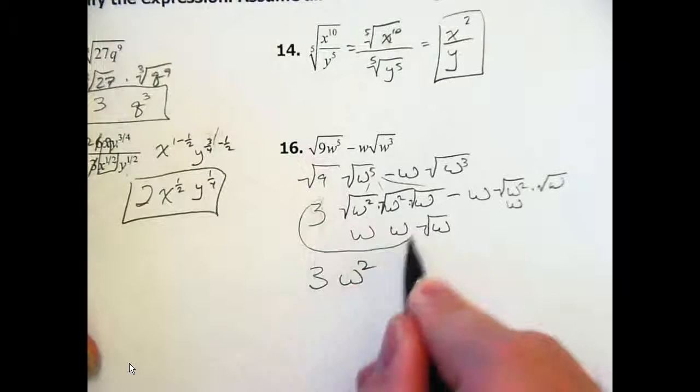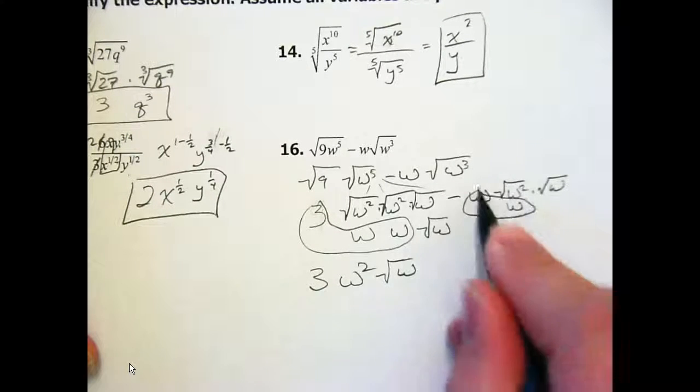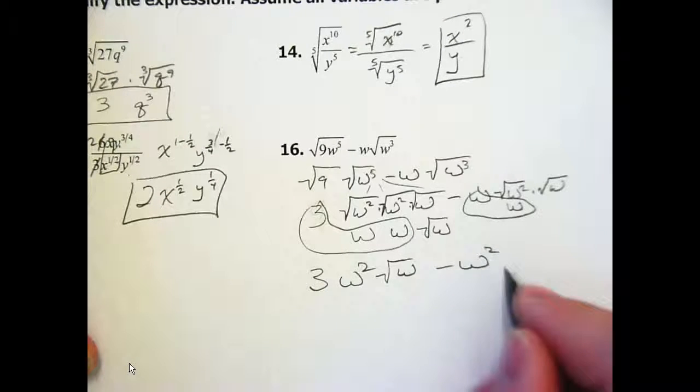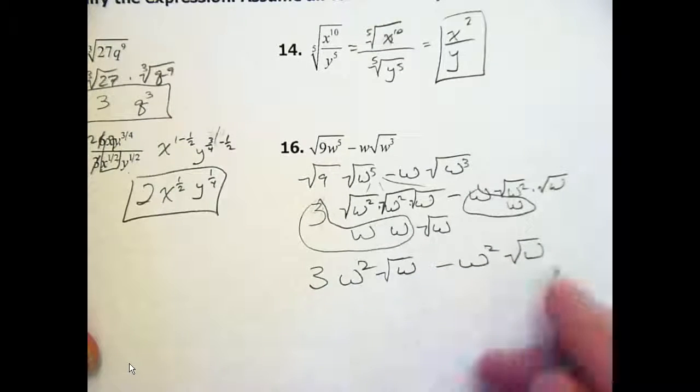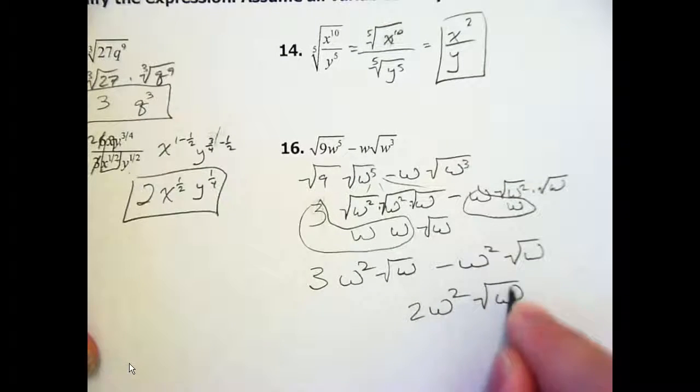You got root w, and then you have w squared and a root w, which gives me a total of 2w squared root w's.